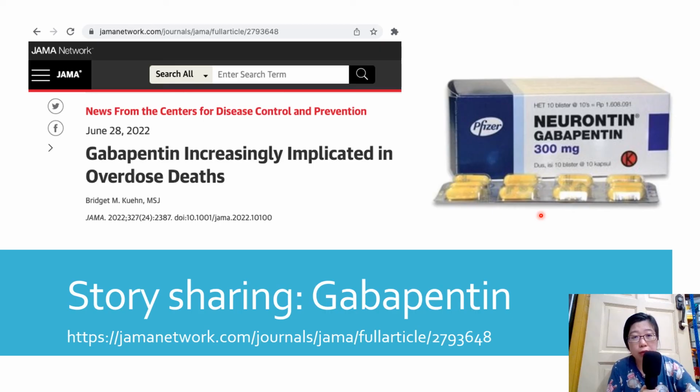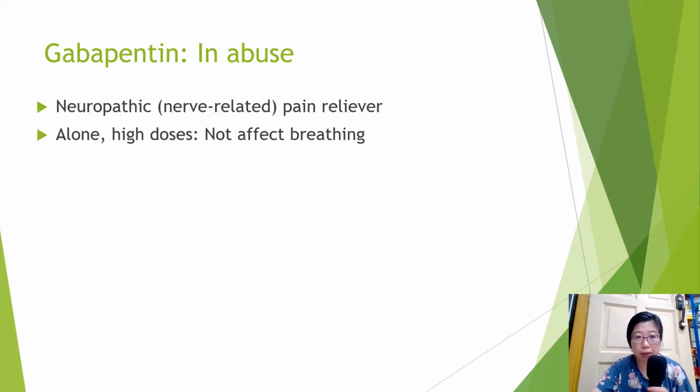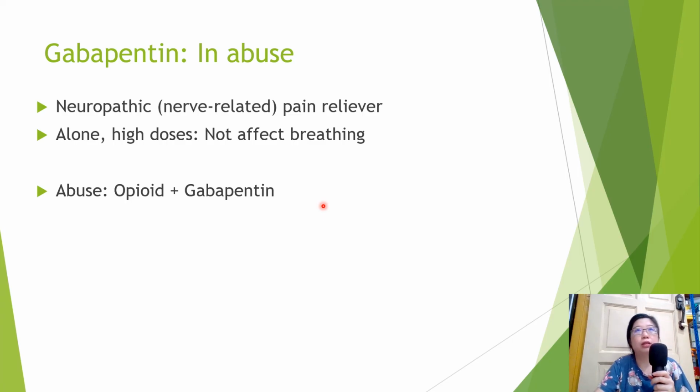This is a very recent news article, as you can see here. I just saw it two days ago, whereby gabapentin is increasingly implicated in overdose deaths. What happens is that it may be abused. I'm using this as an example because things can go wrong, especially if anything is used under abuse conditions, isn't it? For gabapentin, as mentioned, it's a pain reliever. Alone, it does not affect breathing, even if it's used at high doses. But the thing is, it can be abused by mixing, illicitly, things like that.